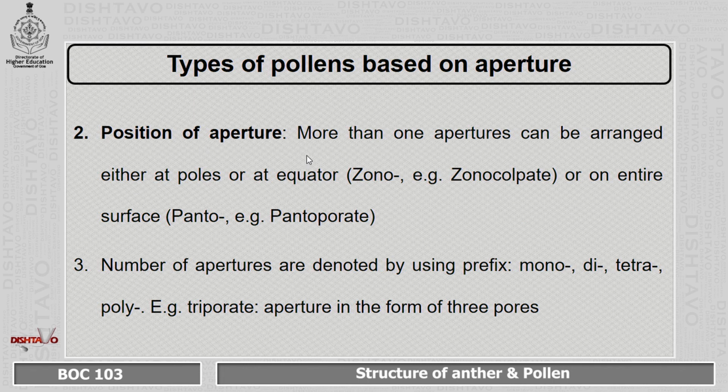Position of aperture. Sometimes in some of the pollen grains, more than one aperture can be arranged either at the poles or at the equator, and depending on that they are called zonocolpate or pentoporate. Number of apertures also influences the naming of the pollen grain. If there is one, it will be called mono. If it is two, it will be called di, tetra, poly, and so on. Example, if it is a triporate, aperture will be in the form of 3 pores.